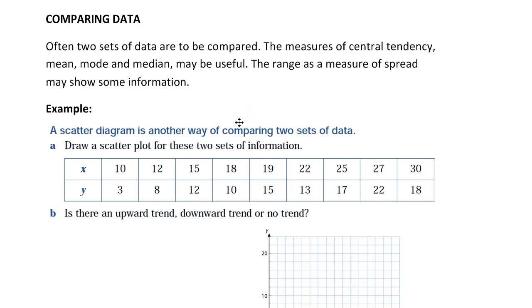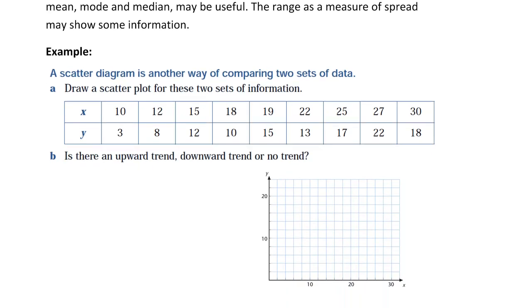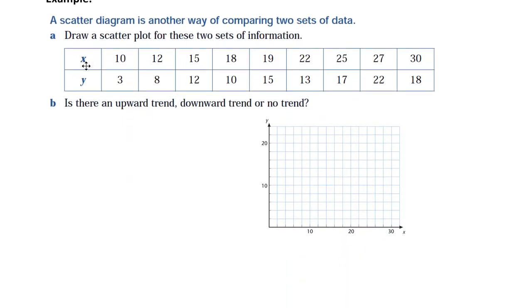But one of the things we're going to look at in this lesson here is a scatter diagram. Now, this is a visual way of comparing two sets of information. Let's have a look at these two bits. We've got one set here that have got scores of 10 right through to 30, and there are variations in between. And another set of scores, Y we'll call it, also ranging from 3 up to 18. So there's a different range of scores, but we're going to see if there's any sort of relationship between them.